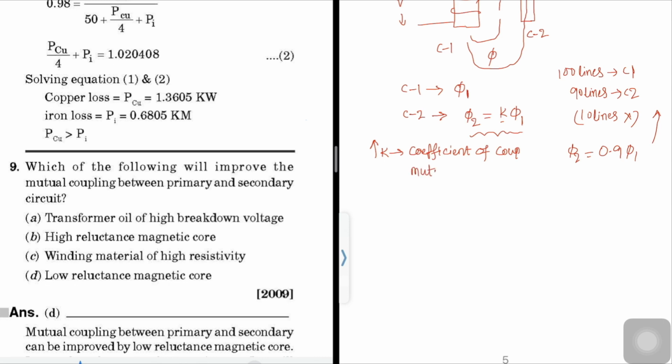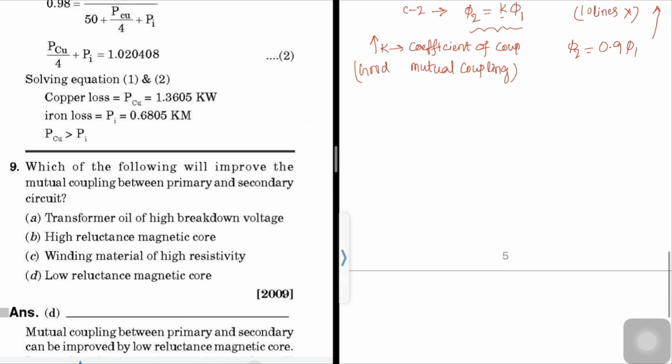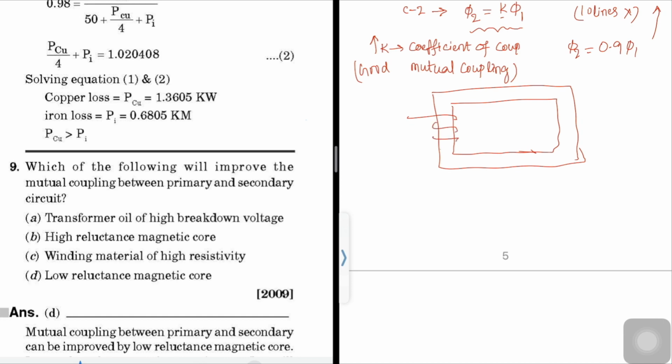So there will be good mutual coupling between the core 1 and core 2. So I hope you understand what is mutual coupling. Now coming to the transformer case, this is the primary winding and this is the secondary winding, okay. Now the flux will go through this path, right. So the flux has a path of the core, right.